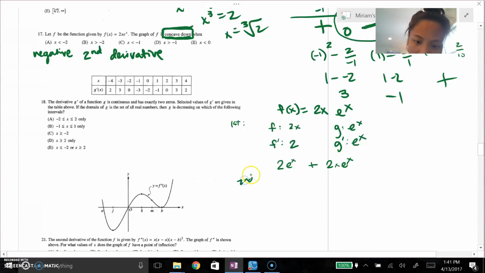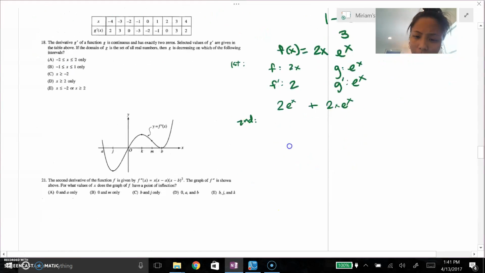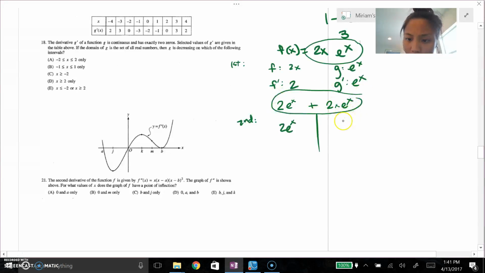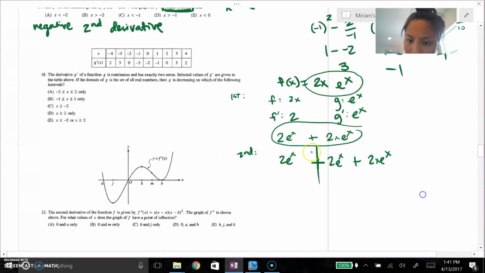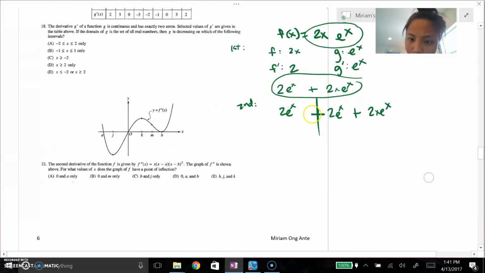Now I need to get the second derivative. Split it where the plus is. 2e to the x just becomes 2e to the x. 2x e to the x, well, that was just this original one, so I just bring down the whole derivative here. So it becomes 2e to the x plus 2x e to the x. I can combine 2e to the x plus 2e to the x. It becomes 4e to the x plus 2x e to the x. This is my second derivative.